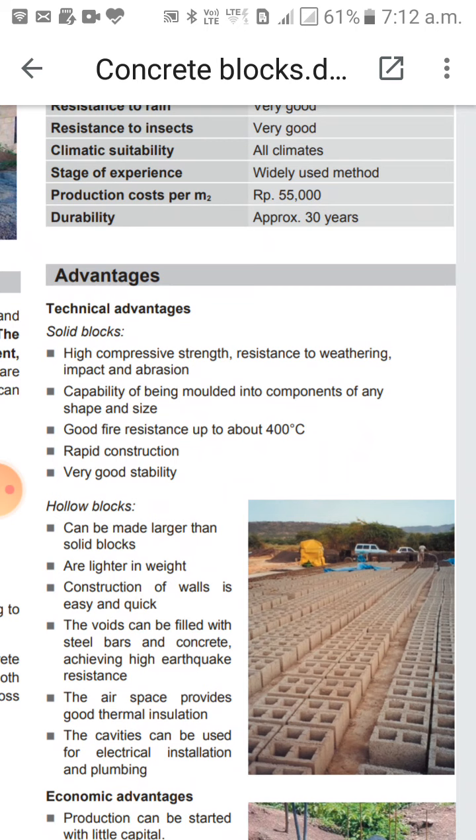Strength is the ability to bear how much load it can take. So, resistance to weathering, impact and abrasion. Abrasion, wear and tear, does not happen so quickly. And even in spite of all weathering conditions, it will stand.